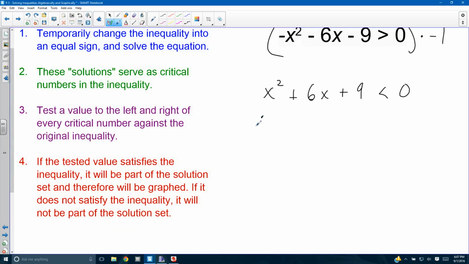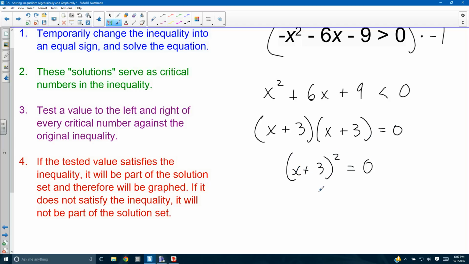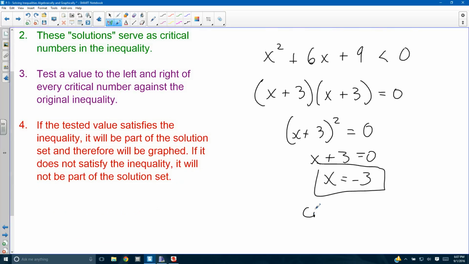But this is x plus 3 times x plus 3. I'm going to set it equal to 0 for now, which is x plus 3 quantity squared. So you can say x plus 3 is 0, or x is -3. So here's the critical point. There's only one of them this time. Now, how come there's only one critical point here with this quadratic?